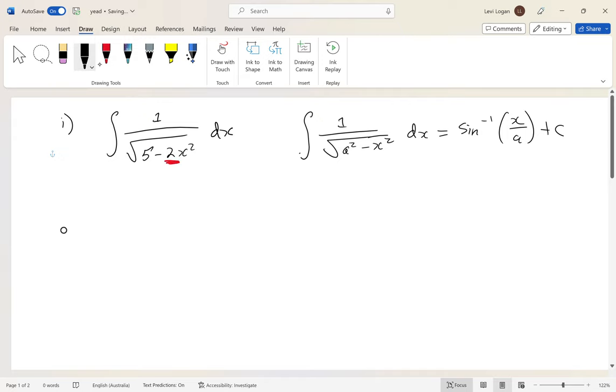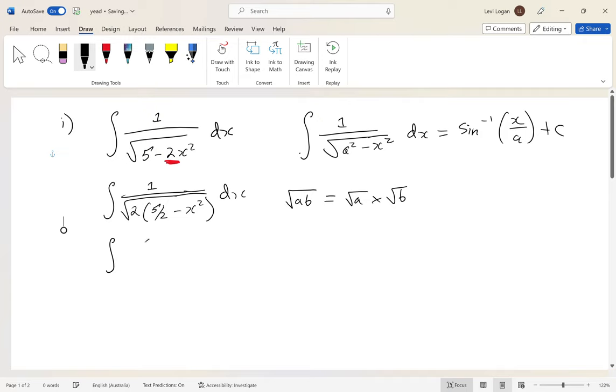We factorize. So the integral 1 over square root, take the 2 out, 5 over 2 minus x squared dx. Alright, now we're going to use our third law. So recall, if you have the square root of a times b, that's the same as square root of a times the square root of b. So what we do is the integral over 1 over the square root of 2 times the square root of 5 over 2 minus x squared, all over a square root over the fraction dx.